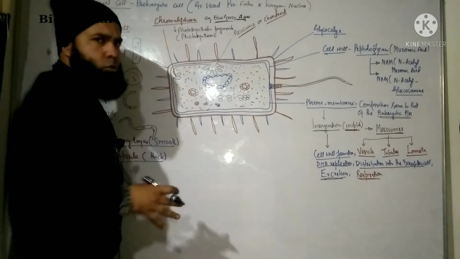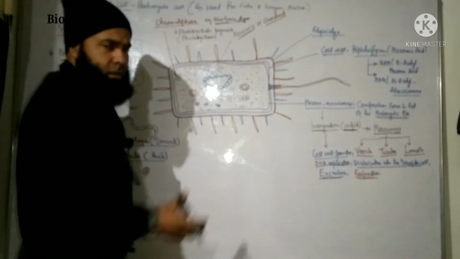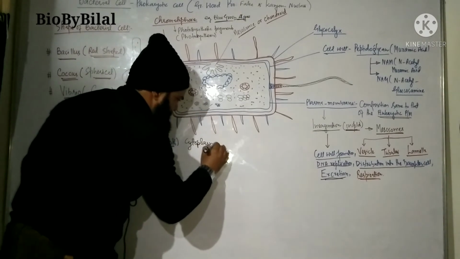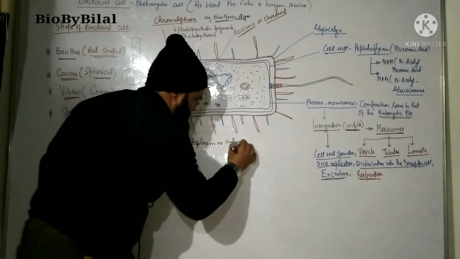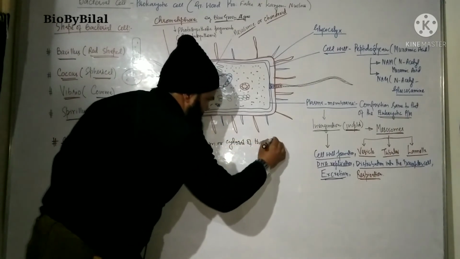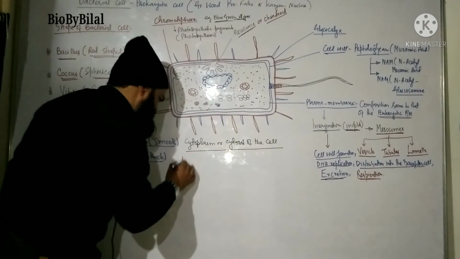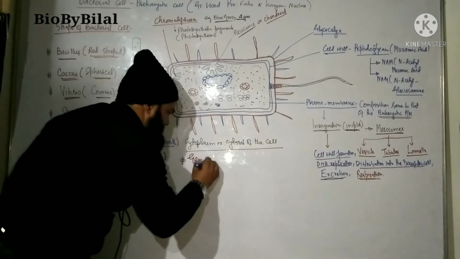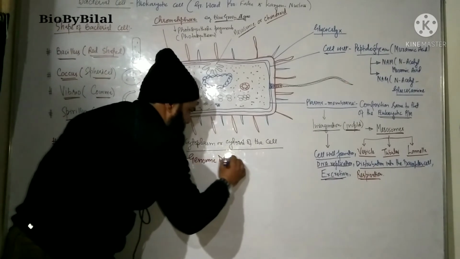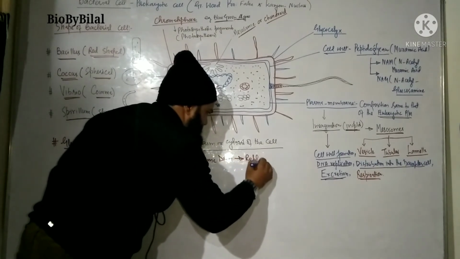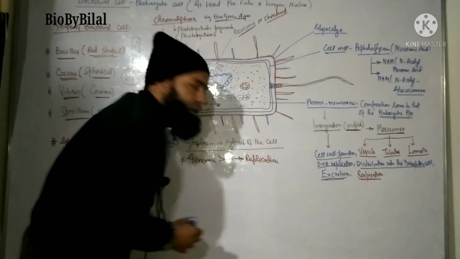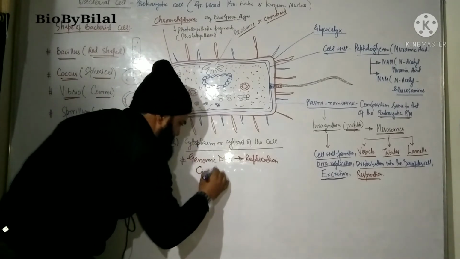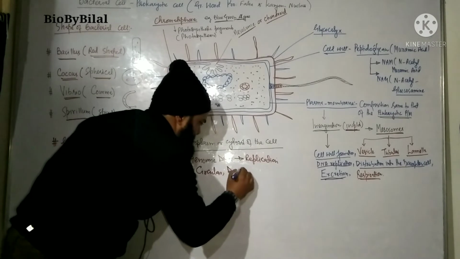Then we find here the homogeneous mixture which contains some cell organelles. This is called cytoplasm or cytosol of the cell. It contains firstly the genomic DNA which helps in replication, which is the actual DNA of the bacterial cell. It is circular, it is double-stranded DNA.